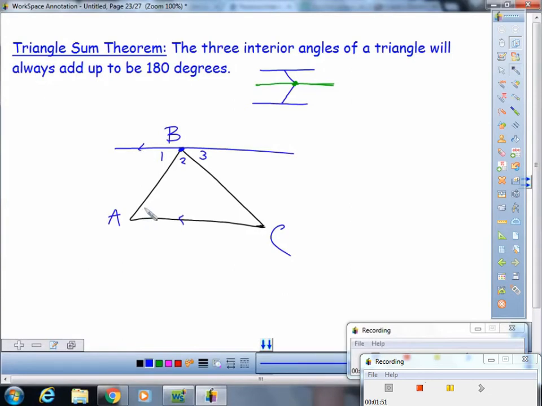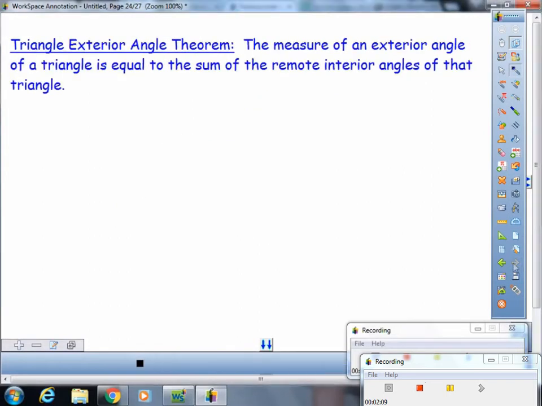But we have already declared that the blue line is parallel to AC. So by alternate interior angles, we can transfer angle 1 and angle 3 down. And we know that angle 1 plus angle 2 plus angle 3 equals 180 because a straight line is 180. And since angle 1 plus angle 2 plus angle 3 equals 180, we have proven the triangle sum theorem. Here's the next one, the triangle exterior angle theorem.